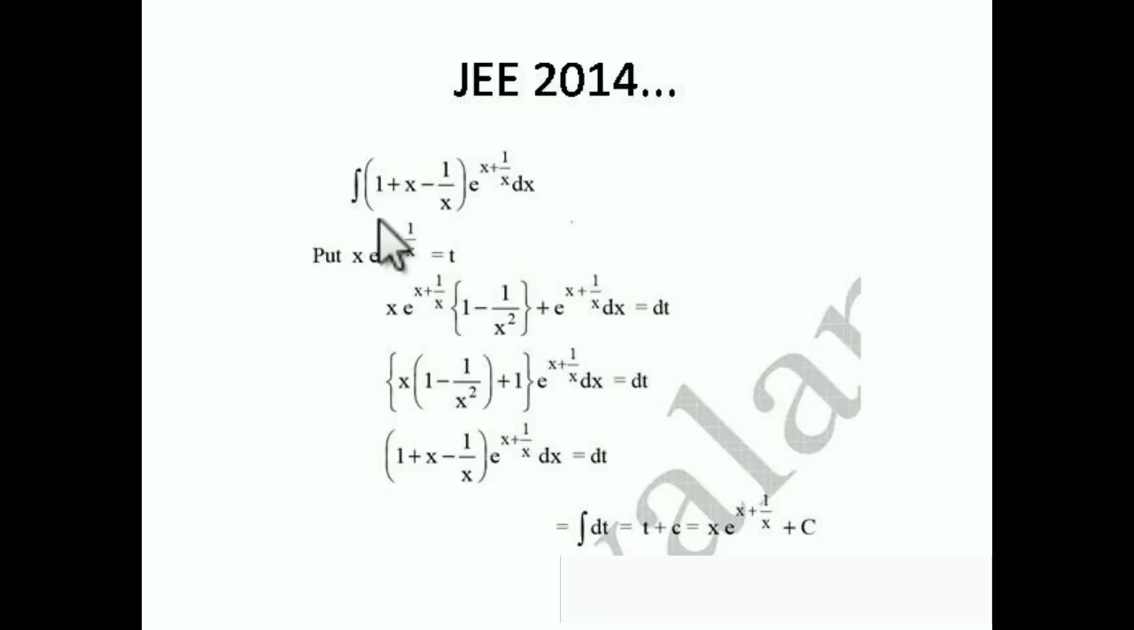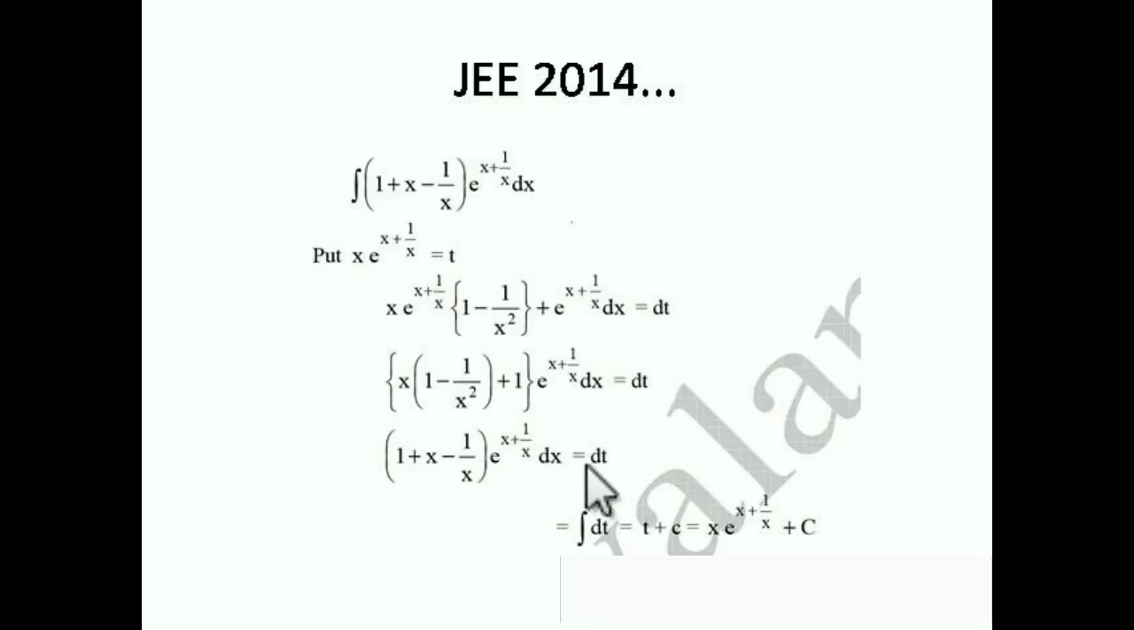Now take the differentiation. First take x as a constant: e raised to x plus 1 by x differentiation is e raised to x plus 1 by x times 1 minus 1 by x square, plus e raised to x plus 1 by x times the differentiation of x, which is dx, equals dt. Now take e raised to x plus 1 by x common, so we are left with x into 1 minus 1 by x square plus 1 is equal to dt. Multiplying x, we get 1 plus x minus 1 by x into e raised to x plus 1 by x dx is equal to dt.